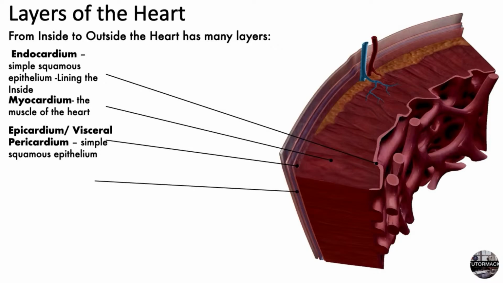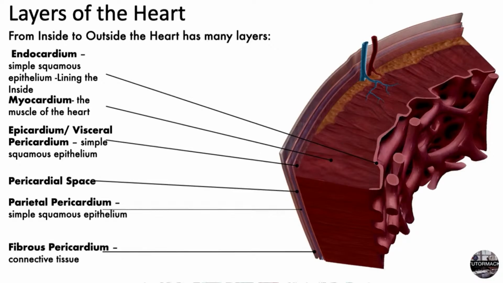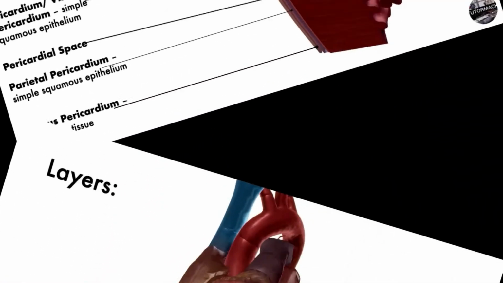What about this one? Space. Pericardial space. Right on. Here. Yes, parietal pericardium, simple squamous epithelium. And finally, what do we got here? Good. Fibrous pericardium.